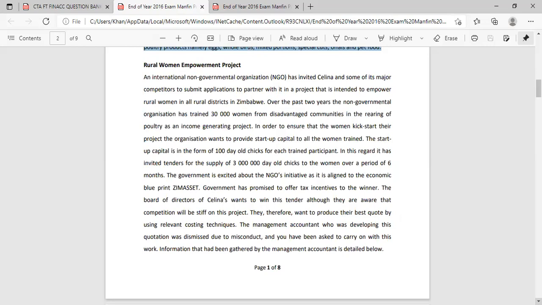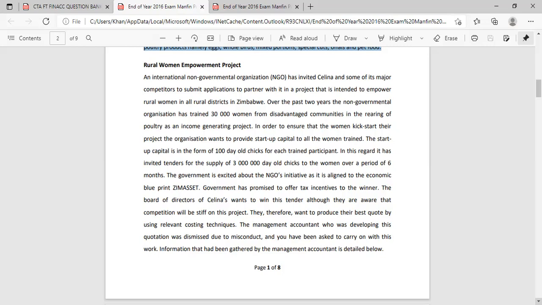Okay, so they say Rural Women Empowerment Project, an international non-governmental organization, has invited Selina and some of its major competitors to submit applications to partner with it in a project that is intended to empower rural women in all rural districts in Zimbabwe. Over the past 2 years, the non-governmental organization has trained 30,000 women from disadvantaged communities in the rearing of poultry as an income-generating project. In order to ensure that the women kickstart their project, the organization wants to provide startup capital to all the women trained. The startup capital is in the form of 100 day-old chicks for each trained participant.